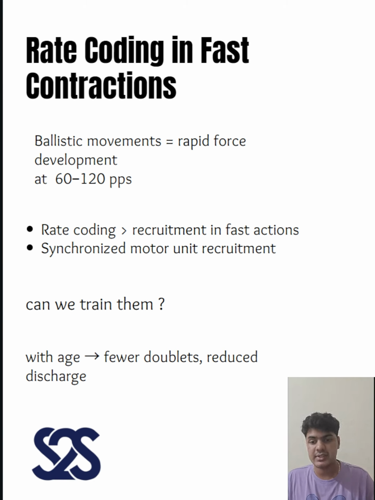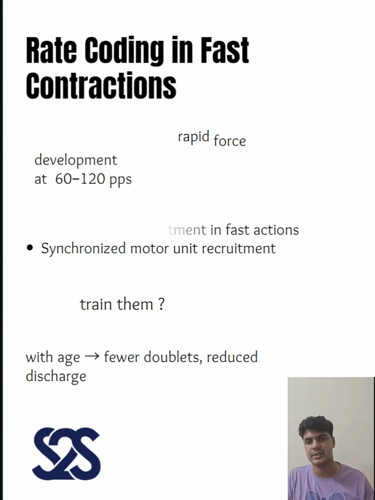What that means is when you are aging, two pulses going at the same time, or consecutive pulses going at the same time, reduces, and the discharge also reduces. The amount of pulses going reduces. The strength of the pulse also reduces. So with age, the rate coding gets slower, but with training, it will get faster. Obviously, you can make your body produce more force and get yourself faster.